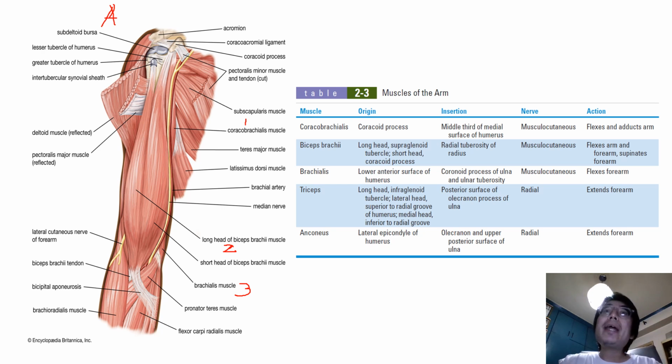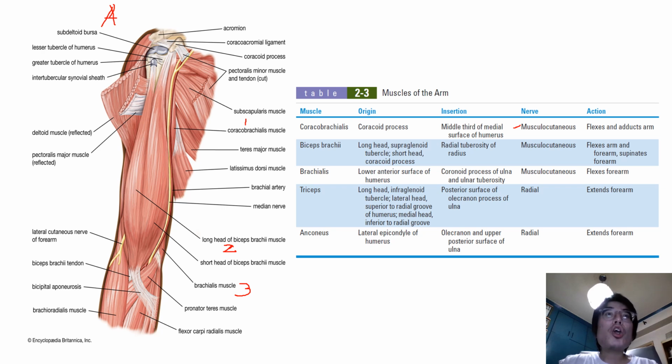The coracobrachialis has its origin from the coracoid process, which, as we recall, is a part of the shoulder blade or the scapula, and it inserts into the middle third of the medial surface of the humerus. It is innervated by the musculocutaneous nerve, and the function of the coracobrachialis is to flex and adduct the arm.